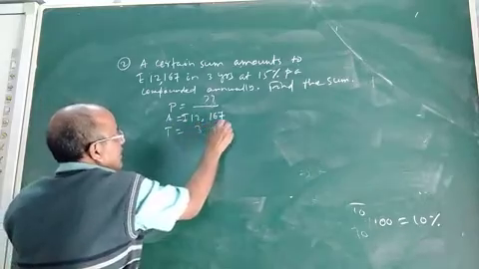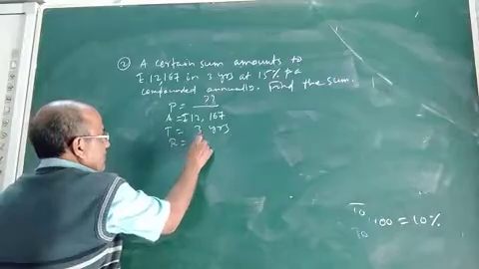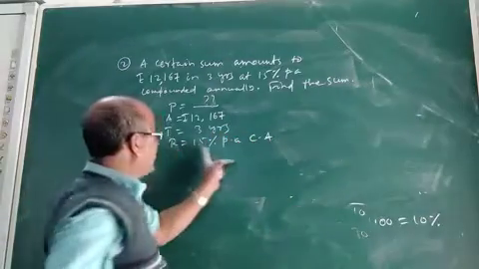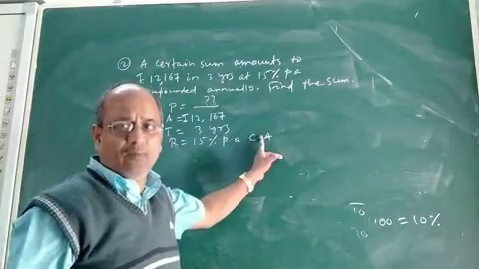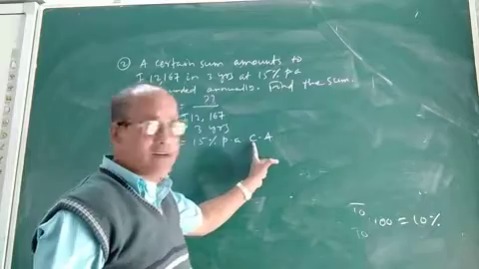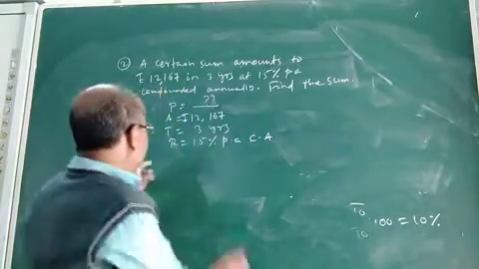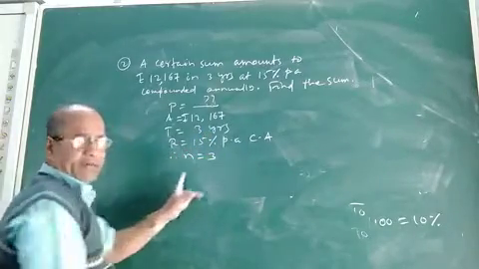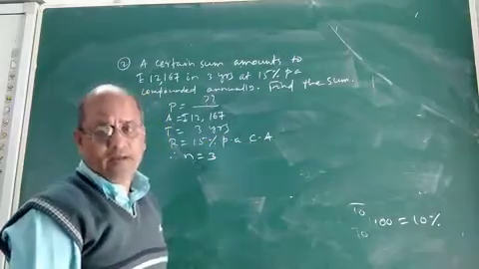Then time is given as 3 years. And look at the condition: the rate is 15% per annum, compounded annually. As the rate of interest is compounded annually, the conversion period and the time period are the same. The time period is 3, so the conversion period will also be 3, because the interest is compounded annually.